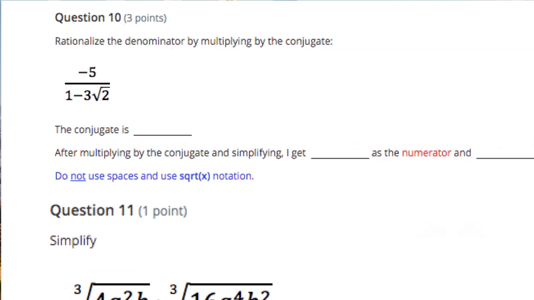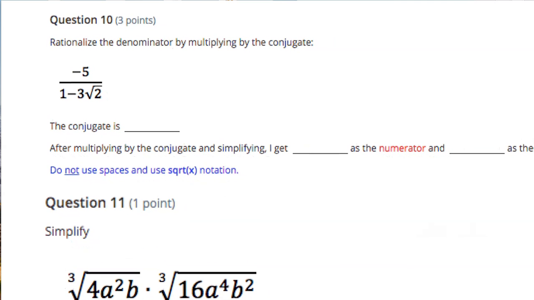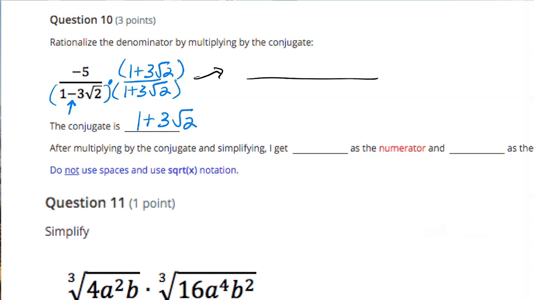Rationalize the denominator by multiplying by the conjugate. The conjugate is, looking at the denominator, we switch the sign on the inside there. So it would be 1 plus 3 square root 2. That's what we multiply the top and bottom by, 1 plus 3 root 2. And don't forget to distribute everything. So -5 times 1, -5. -5 times that would be -15 root 2.